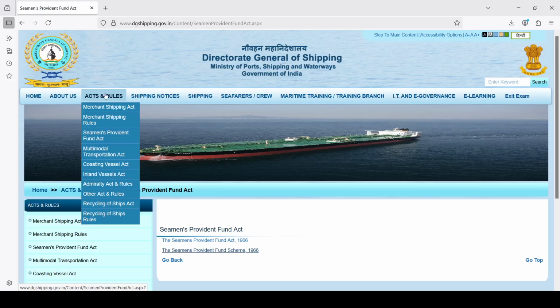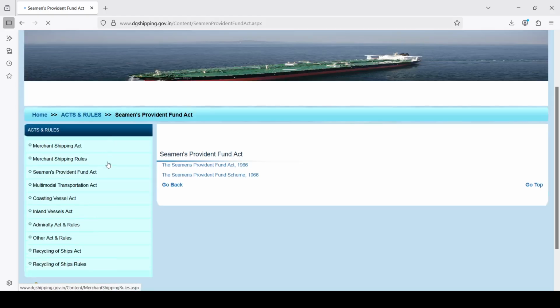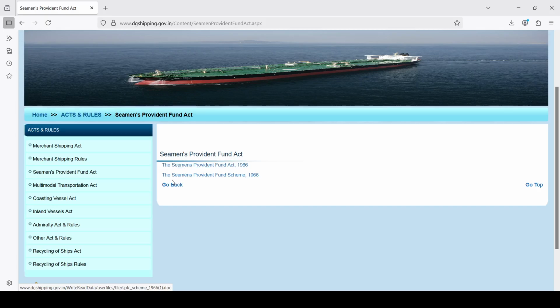For this, you just have to go to the DigiShipping website, which is digishipping.gov.in, and then you go to Acts and Rules. Here Seaman's Provident Fund is given, Seaman's Provident Fund Act, and you can see there are two schemes, one is Fund Act and one is scheme. So you have to open the Seaman's Provident Fund scheme. Once you click, this page will open right in front of you, and all the information that is given to it.